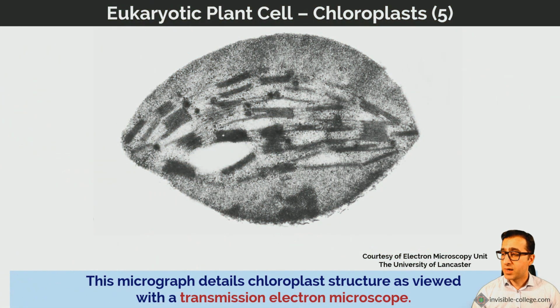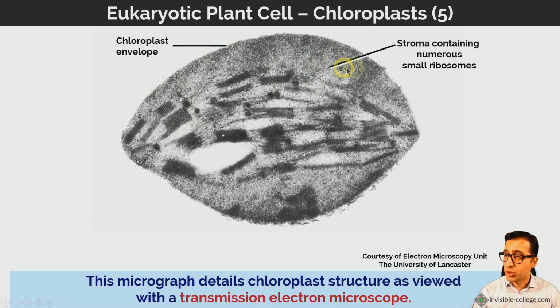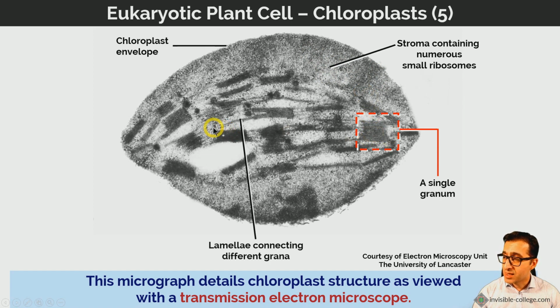So this micrograph is an image taken under a transmission electron microscope of a single chloroplast, and as you can see here, you can see the chloroplast envelope, you can see the stroma containing numerous small ribosomes, you can see a single granum highlighted here, and you can see these long thin membrane-bound sacs connecting the separate grana, and these are called lamellae. Now, the word lamellae or lamellum is a general word in biology meaning a thin structure of some description. In this context, these are the thin flattened tubes which project from each of these grana to neighboring grana.